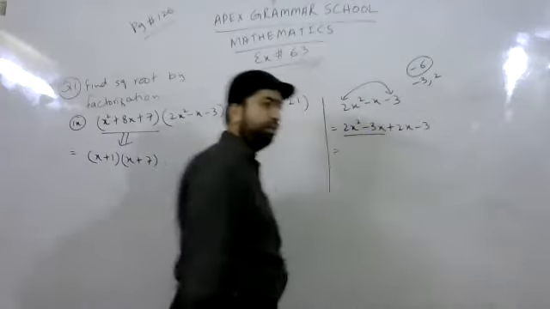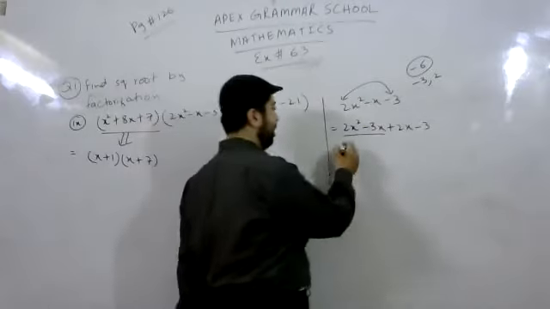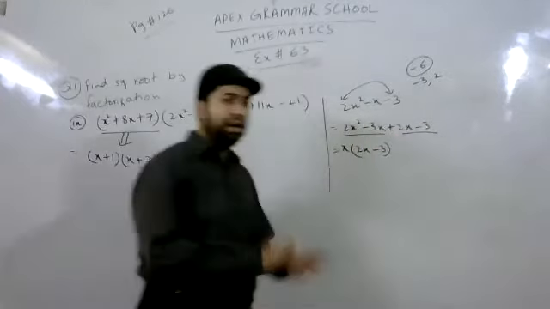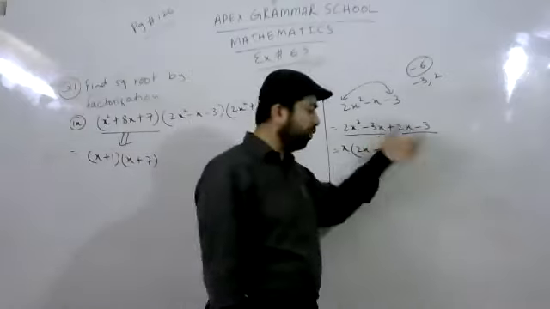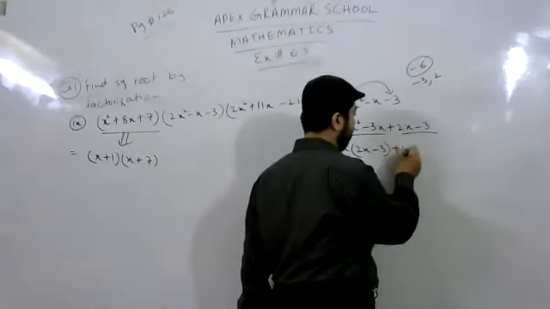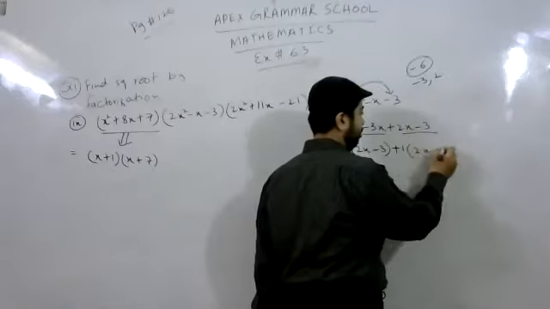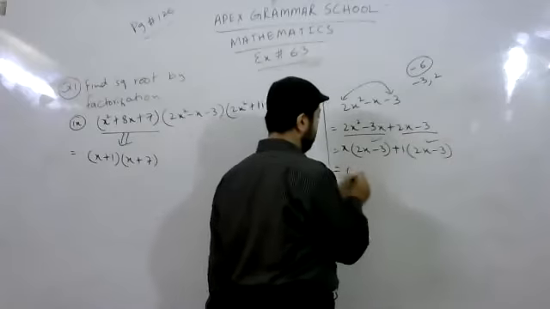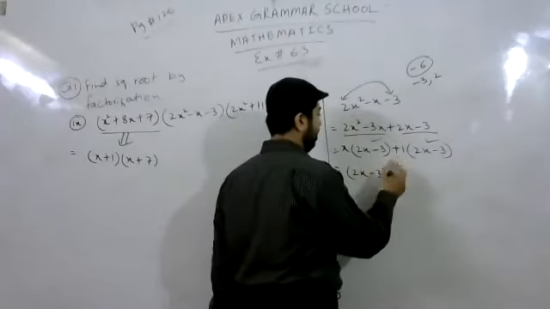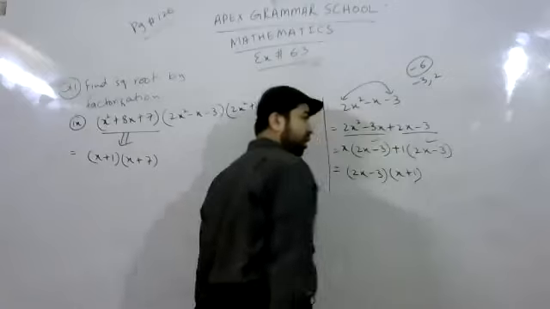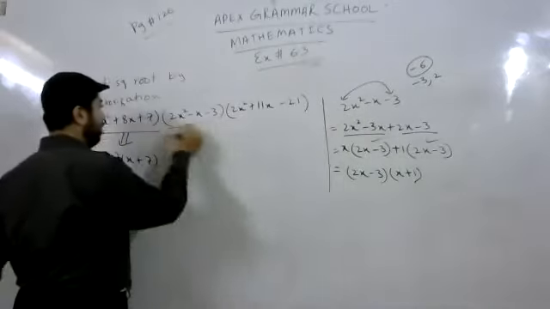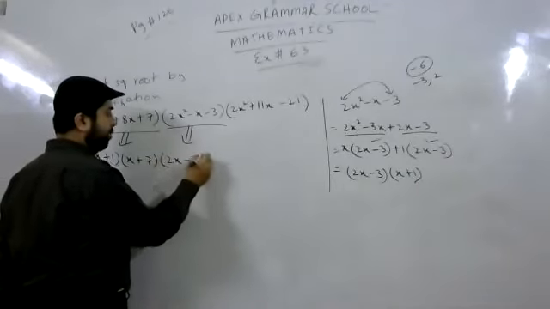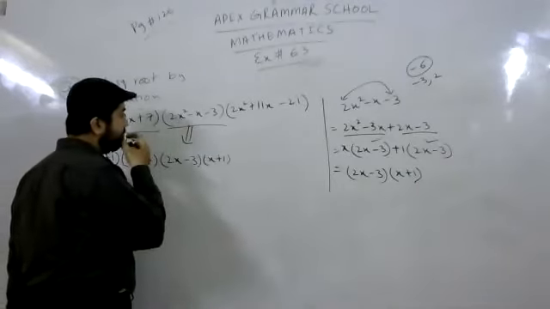So what is common here? Only x. After taking x common, we are left with 2x minus 3. What is common here? Nothing is common except plus 1. So plus 1, and again the same thing. So both brackets are the same expression, 2x minus 3 and then x plus 1. And now you can write this expression as 2x minus 3 times x plus 1.